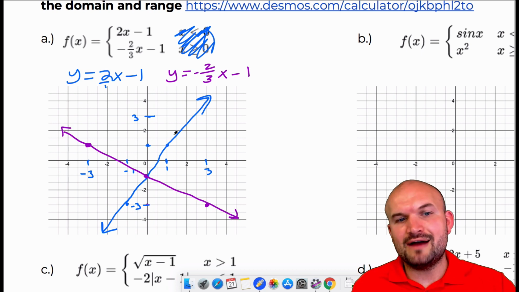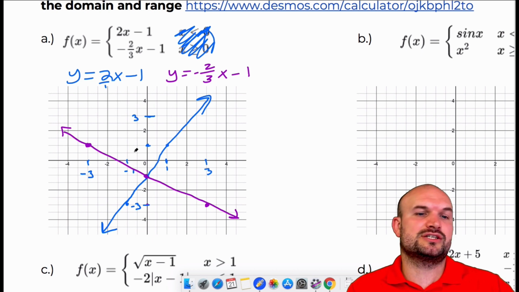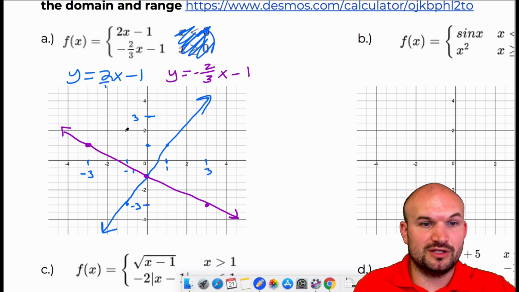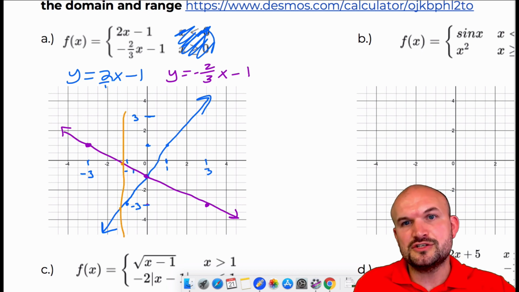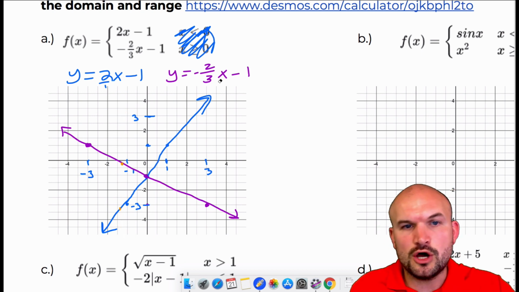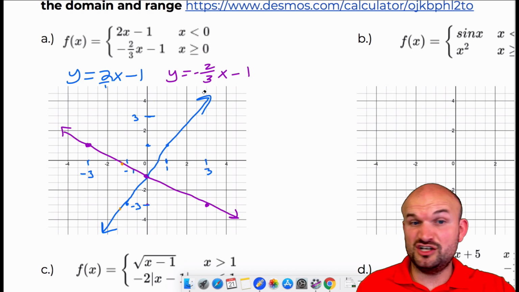Now obviously, if you were to throw these graphs together just like this, they would not be a function, because they would immediately not pass the vertical line test. So therefore we have to restrict the domain there. We need to go back and look at the domain restrictions.